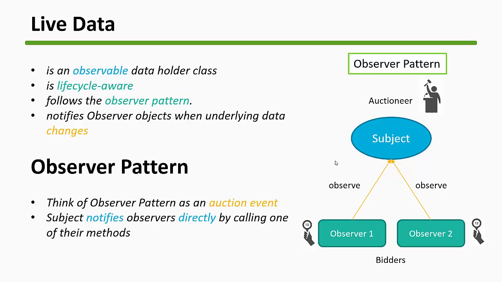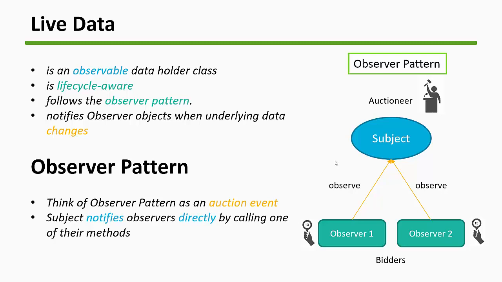So in an observer pattern, we have a subject and we have observers. The subject notifies the observers by directly calling one of their methods, and the subject knows who is observing. So basically it has a list of all the observers which are observing, and it will only notify those observers who are observing. It will not notify any observer who is not observing.